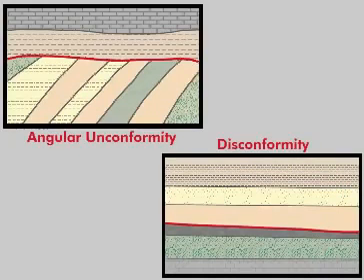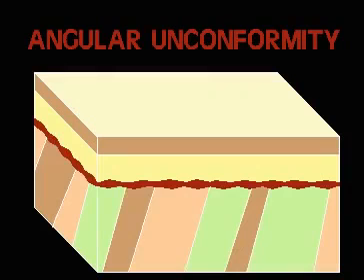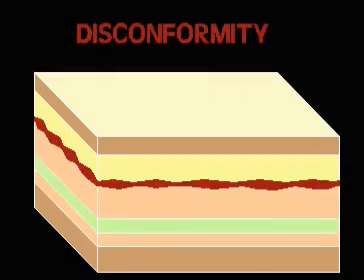Angular unconformity and disconformity are the most common kinds of unconformities found in nature. In angular unconformity, the formations on opposite sides of it are not parallel. A disconformity is an unconformity in which formations on the opposite sides of it are parallel.